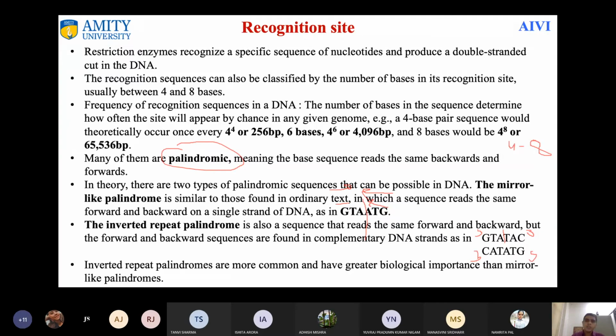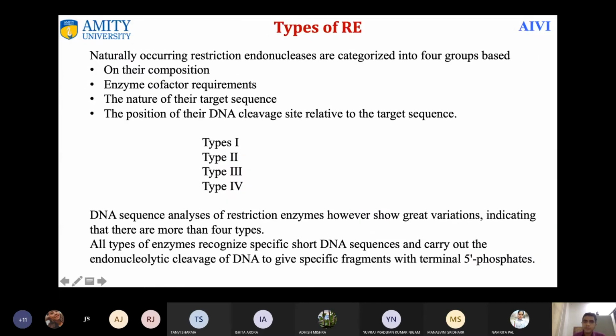Okay, so among these two types of palindromes, inverted repeat palindromes are more common and have greater biological importance than mirror palindromes. The main thing is that most of the enzymes that are known recognize reverse palindrome sequences or inverted repeat palindrome sequences rather than mirror palindrome sequences. This is the property of your recognition site.